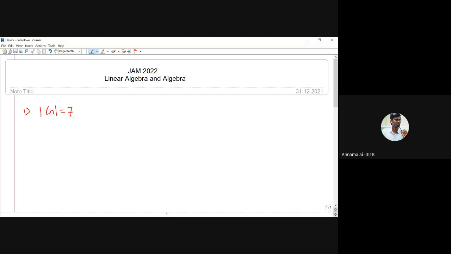Okay, and we have a function pi, a function from G to G defined by pi of x equal to x power 4 for all x in G. Then what can you say about this function pi?